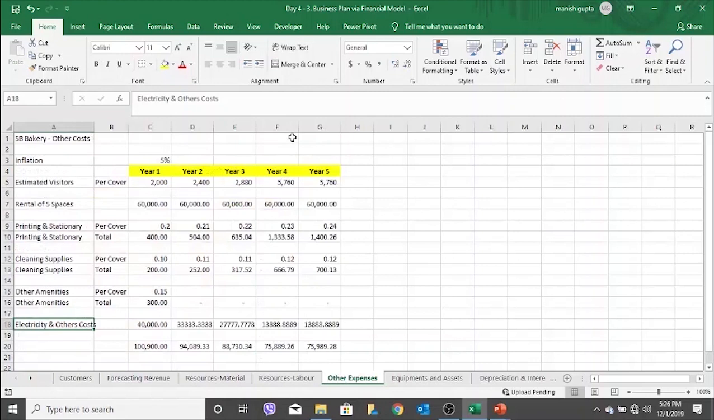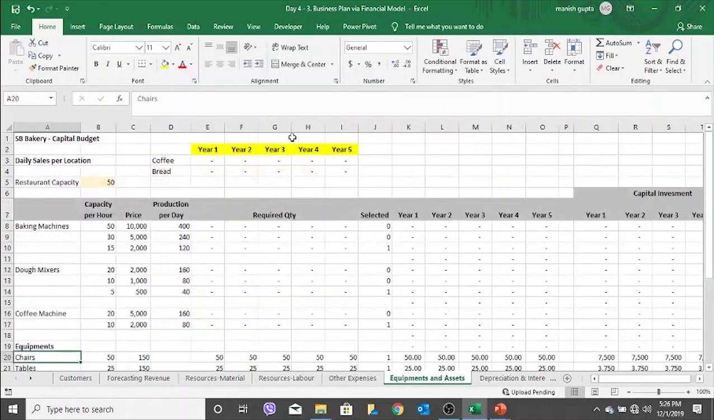And then what are the other expenses? So here I say, okay, rental, how many spaces I will have, printing and stationery. We asked what the relationship is between the customer and my expense. So printing and stationery, cleaning and supply, amenities, per customer, per cover, how much I am expected to spend. That becomes a very easy basis for me to define my operating budget in the future. And the equipment: what equipment do I need in year 1, year 2, year 3, year 4, year 5? So we make a 5-year plan to see what type of equipment I need based on how many customers I'm going to serve.